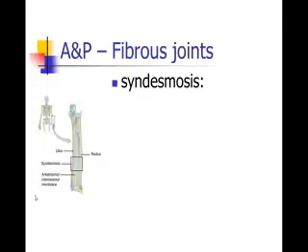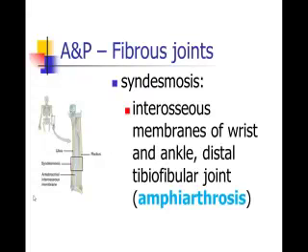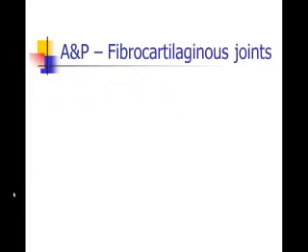Syndesmosis occurs in a couple of places. These are fibrous connections between the bones that do not become fixed. The anterior osseous membranes of the wrist, ankle, and the distal tibiofibular joints are all qualified as that. And they stabilize the bones, but they do allow for movement.